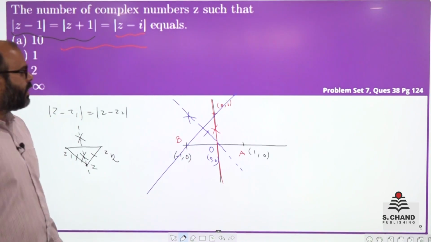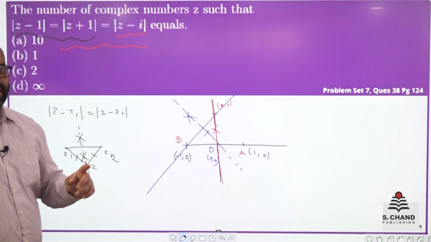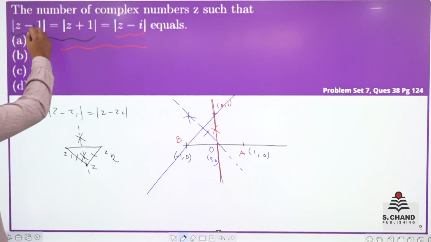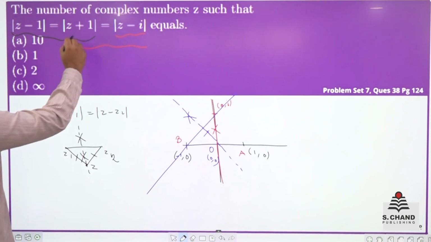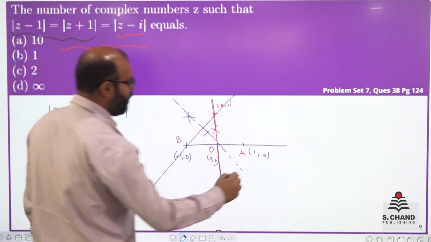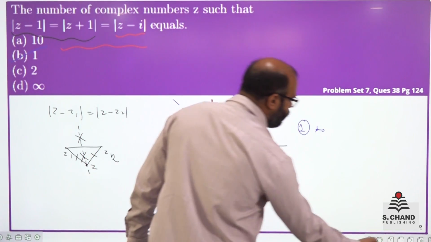So you can say that overall there is only one point which is common to both the perpendicular bisectors, that is the origin. So the number of complex numbers Z satisfying this is actually 1, which is your answer, and that value is 0.